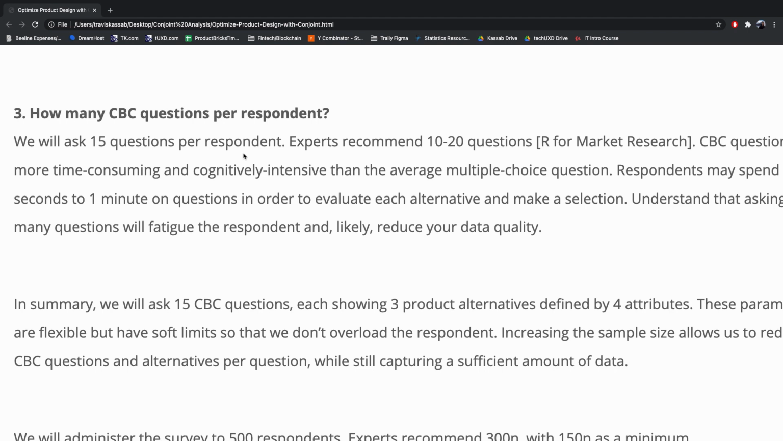Final parameter for experimental design is how many choice-based conjoint questions are we going to ask each respondent, right? This is essentially how long is our survey going to be. Experts are recommending 10 to 20 questions. I asked 15 questions. Remember, you don't want to fatigue them. These are more cognitively intensive than your average multiple choice question, where you have to hold several product alternatives in your head at once and then make a purchase decision by kind of thinking about all that at once.